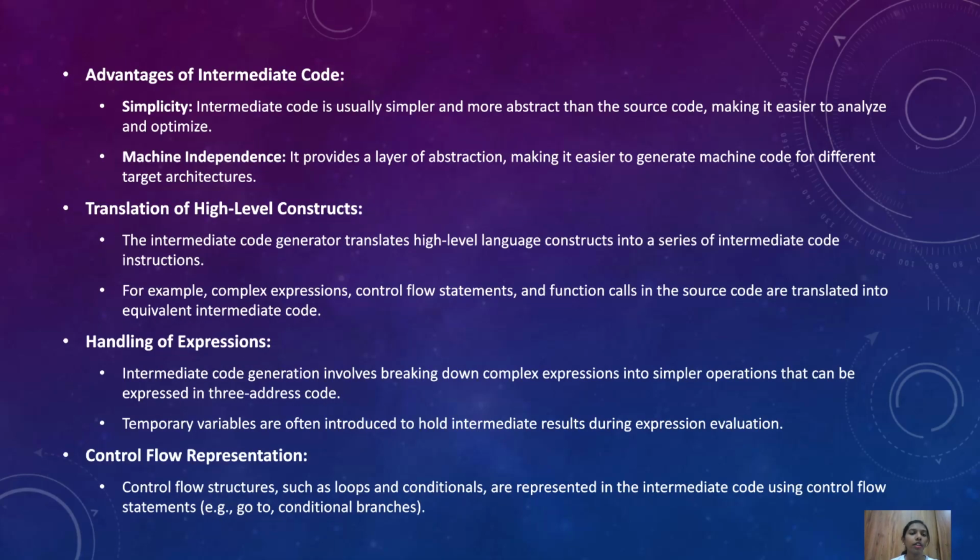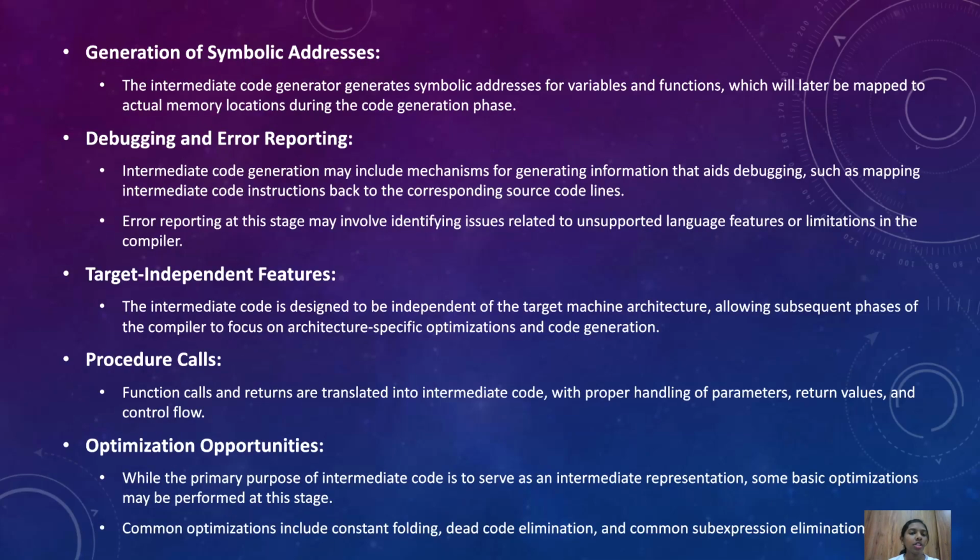The advantages of intermediate code are simplicity and machine independence, translation of high-level constructs, handling of expressions and control flow representation, generation of symbolic addresses, debugging and error handling and reporting, target-independent features, procedure calls, and optimization opportunities.